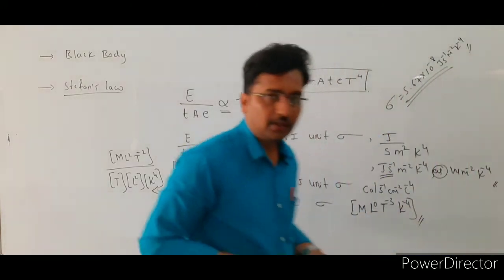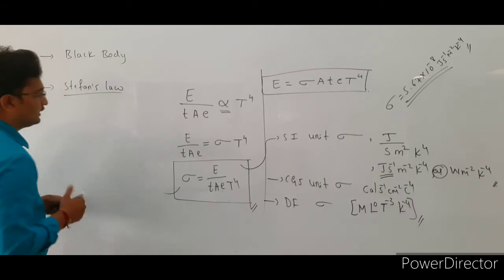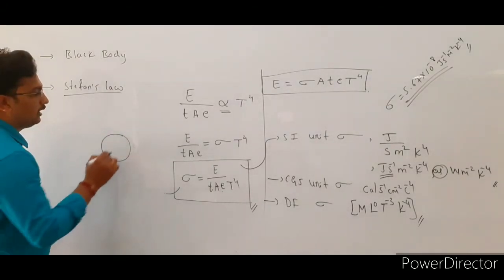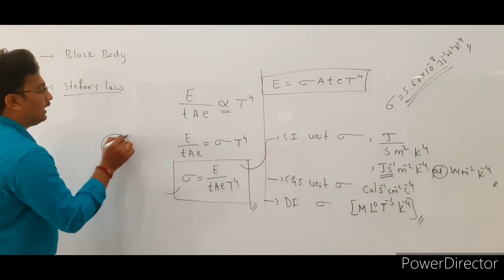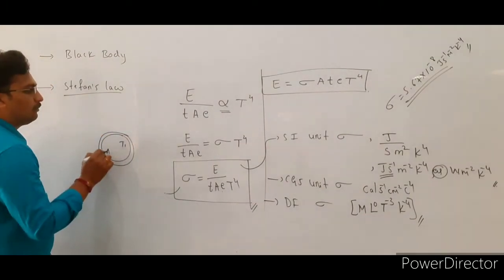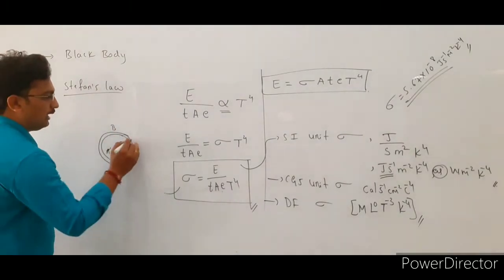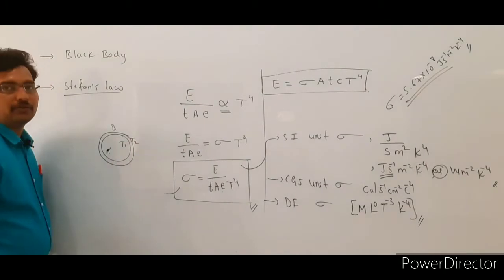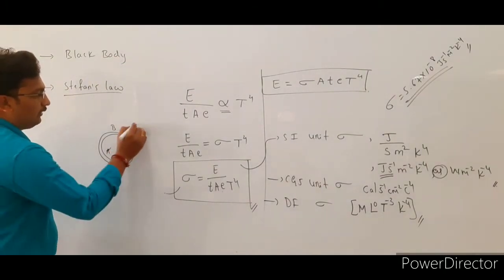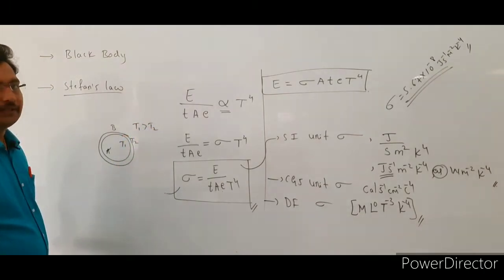Okay. See here, in case, consider this is a body, its temperature is T1, and another body is surrounded by the first body. Let us assume that this is A body and this is a B body. The A body is surrounded by the B body and its temperature is T2. So then, if T1 is greater than T2, this is a condition here.